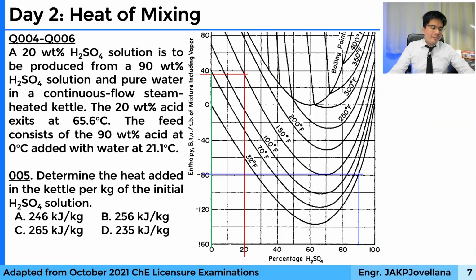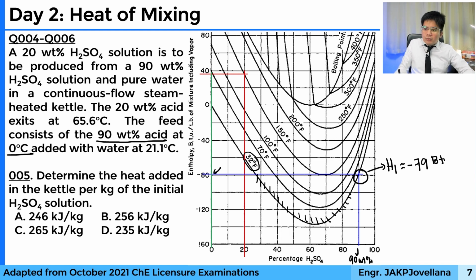So first, for M1 and H1, our initial acid is 98% at 0 degrees Celsius or 32 degrees Fahrenheit. So this is 98% sulfuric acid, and this is 32 degrees Fahrenheit. So the curve here represents this temperature. So we read the value here for H1. And H1, reading from the y-axis, is slightly above negative 80. So let's assume H1 is approximately negative 79 BTU per pound mass.